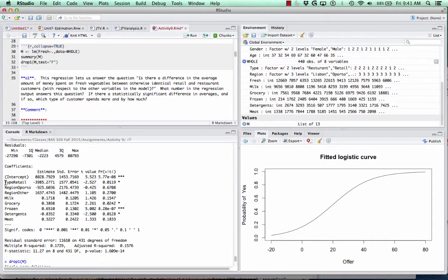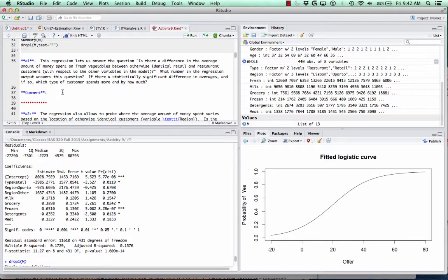In this case, if I hone in on the coefficient of the indicator variable representing the type of customer, then what this is telling me is the average difference in y between retail and restaurant customers that are otherwise identical. In other words, customers that are in the same region and customers that spend identical amounts on these other 5 products. I see the coefficient is minus 4,000, so on average retail customers are spending $4,000 less on fresh vegetables than the restaurant customers.